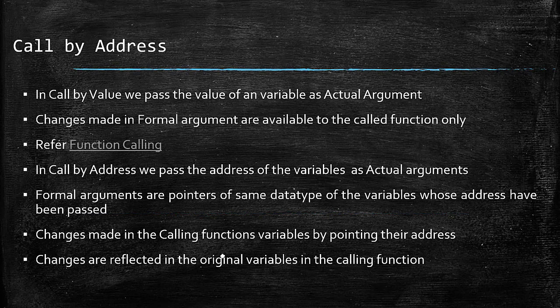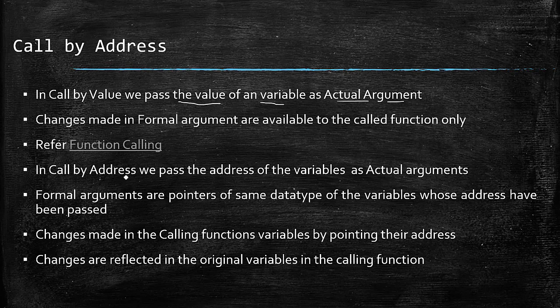A call by address is a concept where we pass the address of a variable in the actual argument. In case of call by value, which we have discussed in the function calling part, we are passing the value of the variable as the actual argument. In this case, we are passing the address. In call by value, the changes made in formal arguments are available to the called function only. That will not be reflected in the calling function, though their variable name will be the same.